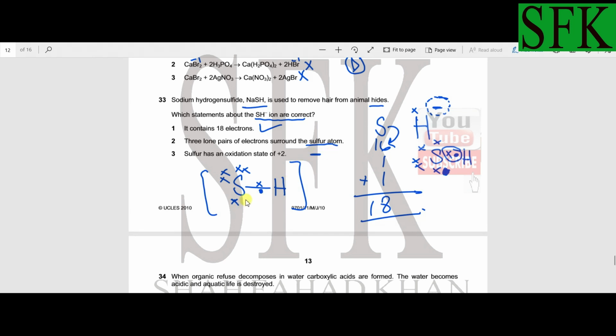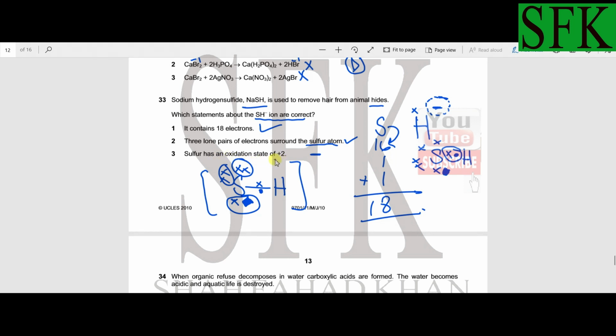Negative charge means that an extra electron has been added, and it has been added to sulfur. It can be added to sulfur. It cannot be added to hydrogen because hydrogen's duplet is already filled by the shared electrons. So now this extra electron is with sulfur, and so one lone pair, two lone pairs, and three lone pairs are present on sulfur. So yeah, this is also correct.